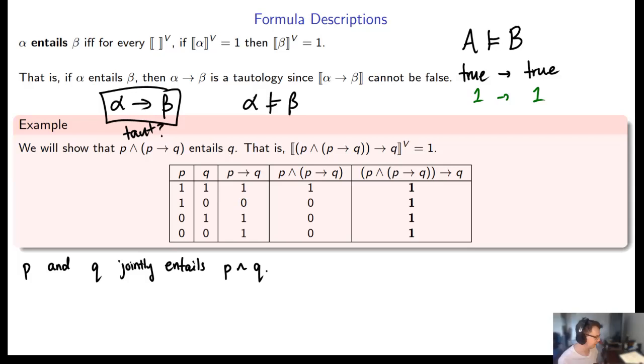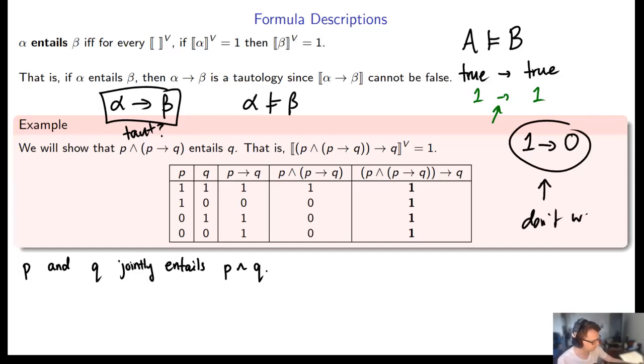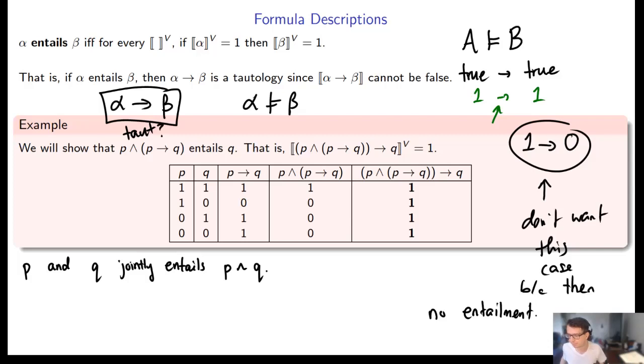And that's because what we're really checking is that we don't have any cases where we have one arrow zero. We don't want this case, because then there's no entailment. So this is how we can use logic to check for entailment.